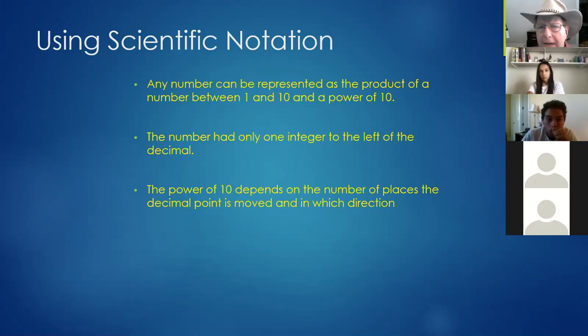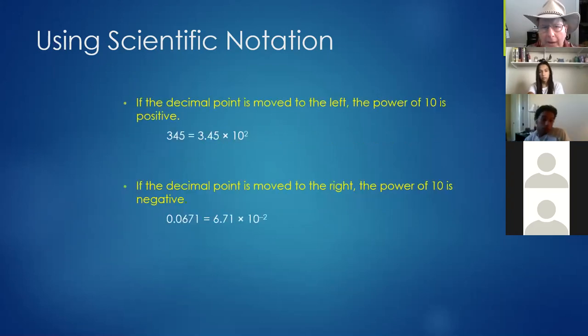So what this means is when you are looking at a number, you move the decimal place such that you only have one integer to the left of the decimal. Then the power of 10 is going to depend upon the number of places you moved it and in which direction. If the decimal is moved to the left, the power of 10 is positive. If it's moved to the right, the power of 10 is negative.